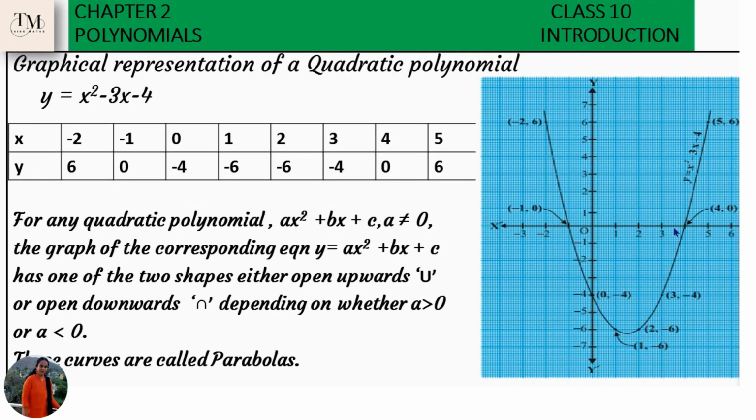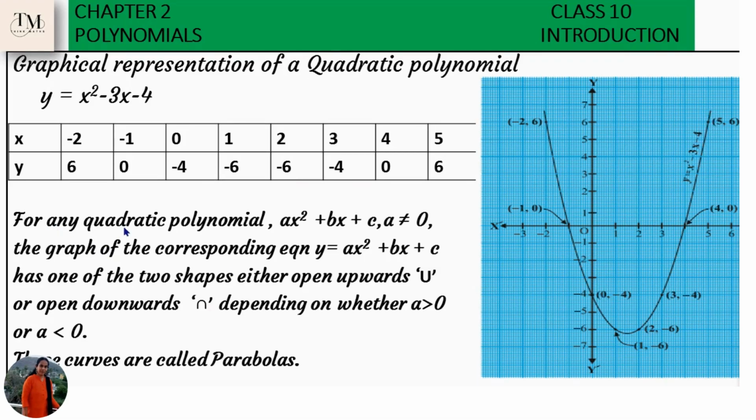Next 4 comma 0. So 4 value for x is here, and for y, 0 will be in this point. So 4 comma 0. Next 5 comma 6. So for x, 5 is here. For 6, we have to go up, 5 comma 6. So if we join all the points, we get a parabola.